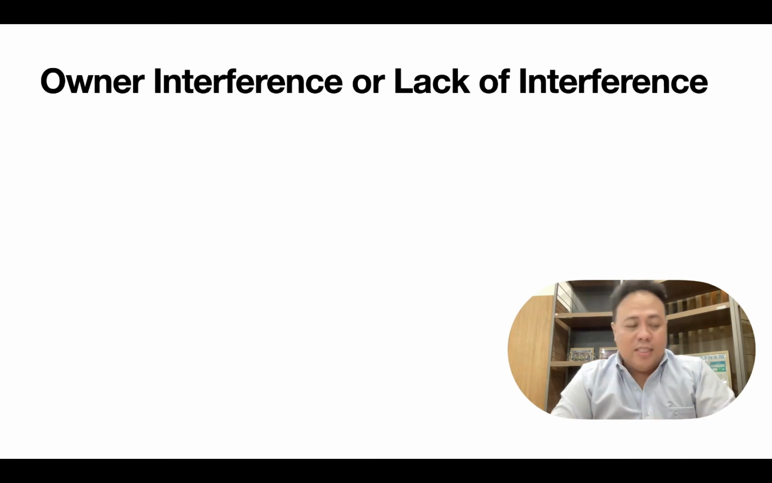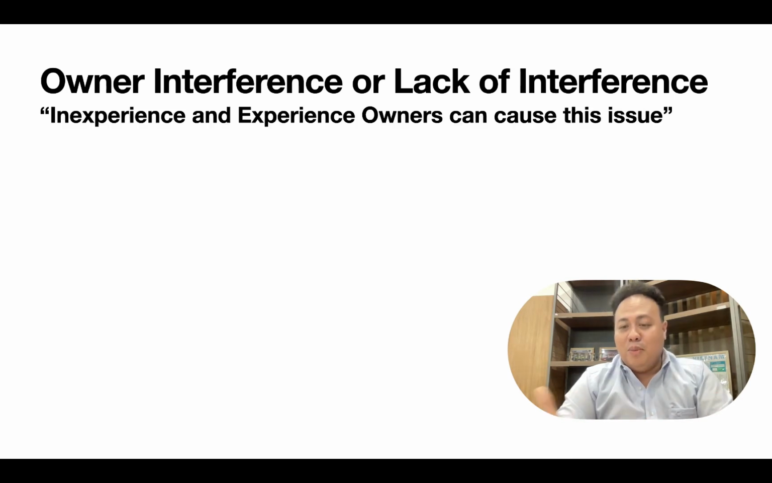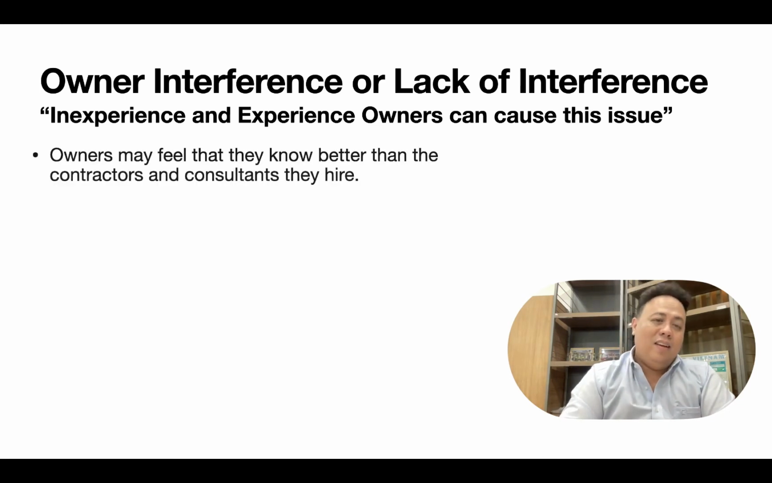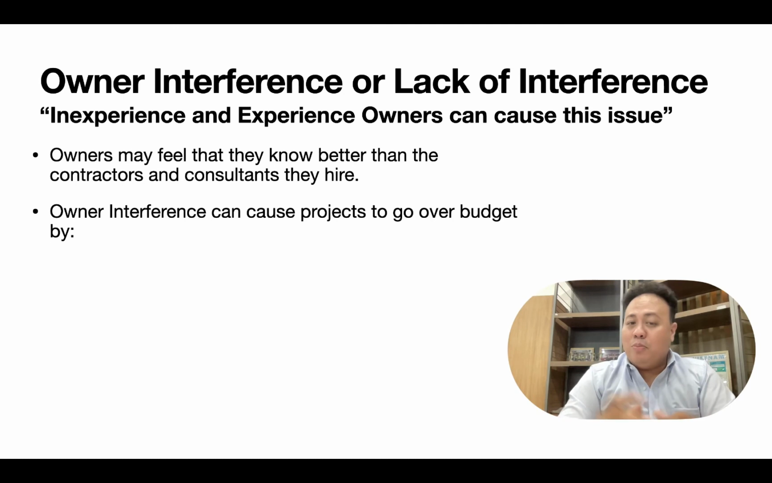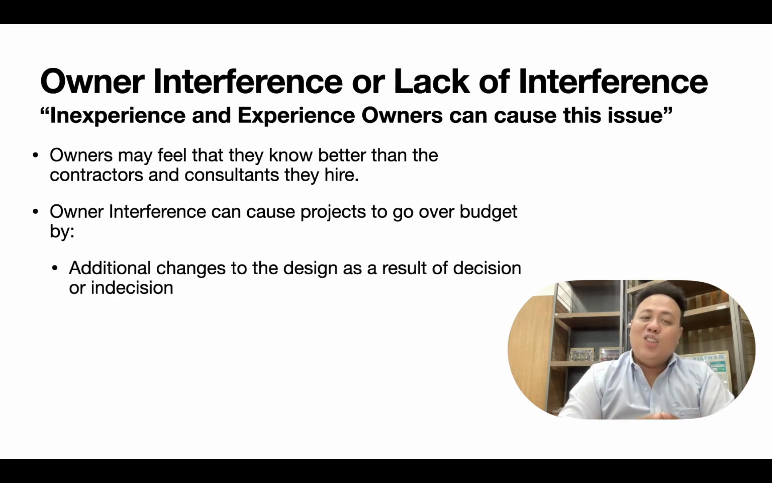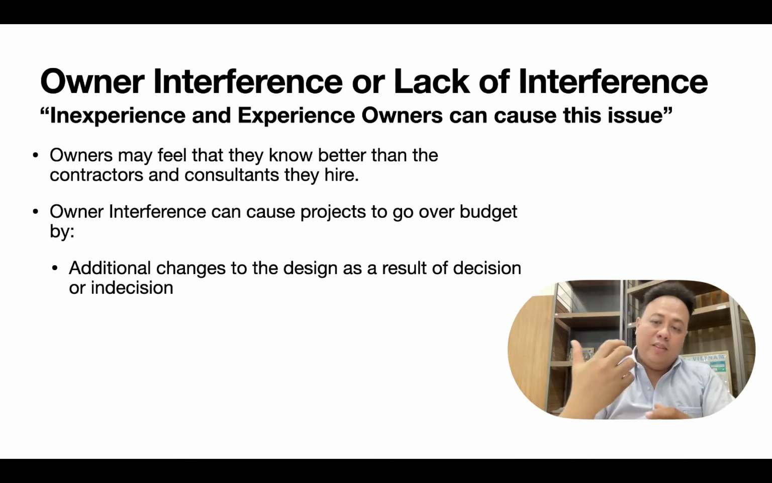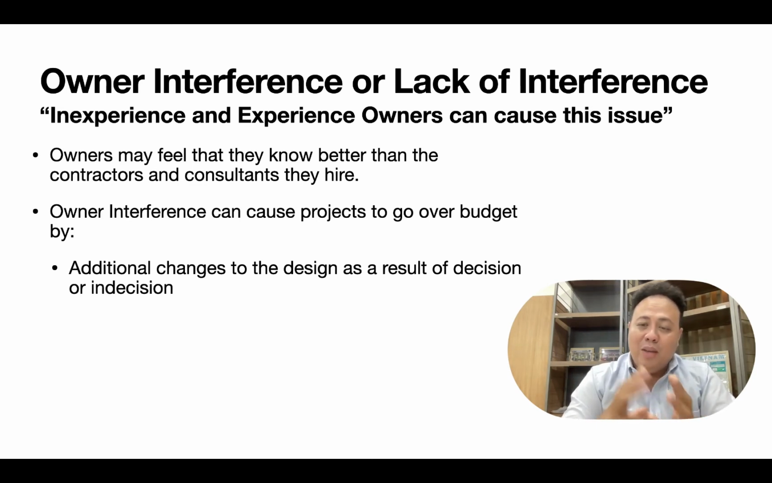Okay, so the next reason is owner's interference or lack of interference. Both inexperienced and experienced owners can cause this issue. Sometimes owners may feel that they know better than the contractors and the consultants that they hire. Owner interference can cause projects to go over budget through additional changes to the design as a result of decision or indecision. They suddenly change their mind, and with the changed design, contractors have to submit a new cost, and maybe the cost of the new design will be higher or lower.